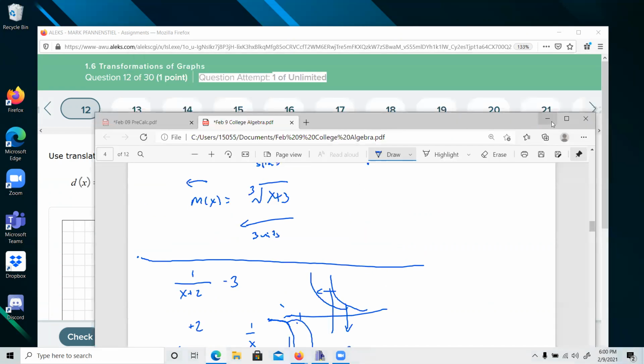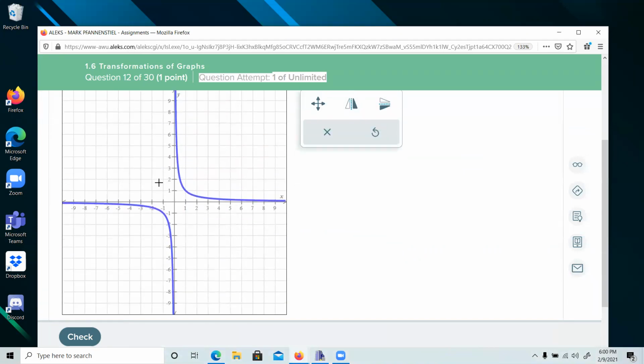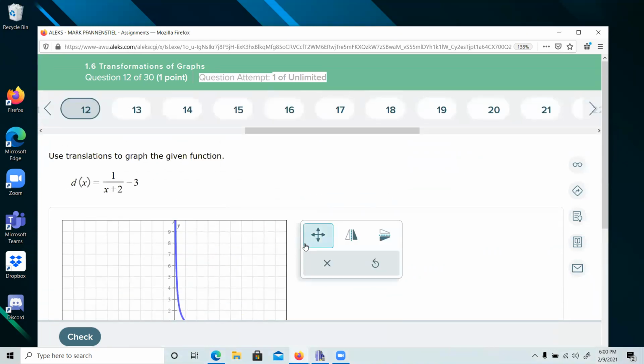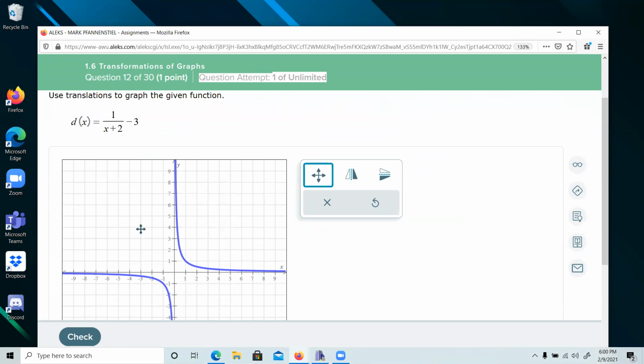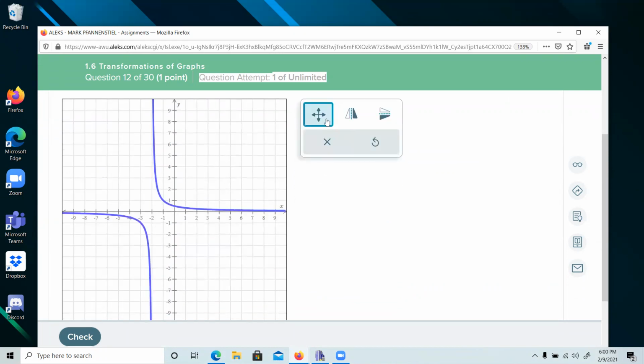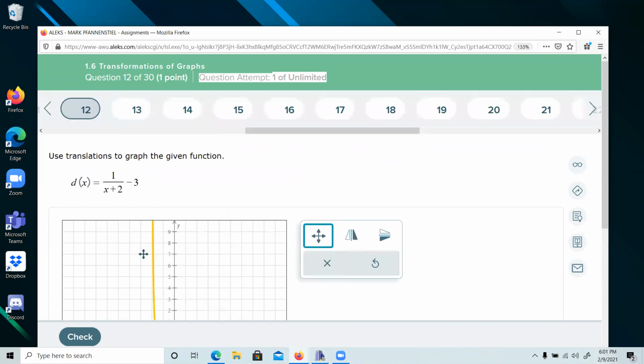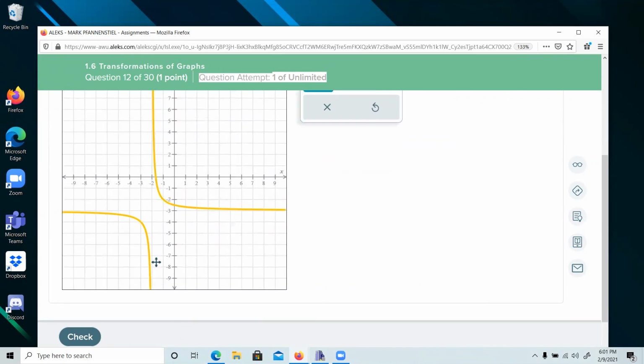Okay, so generally you want to work from the inside out. Okay, sometimes it doesn't matter, but generally you want to work from the inside out. So we're going to take our tool here to pick up and move. We've got 1, 2. All right. And then we're going to keep our tool here. We're going to move down. Okay. 1, 2, 3. All right. And that is how we're going to handle that transformation.